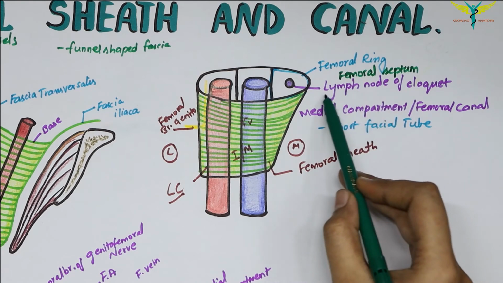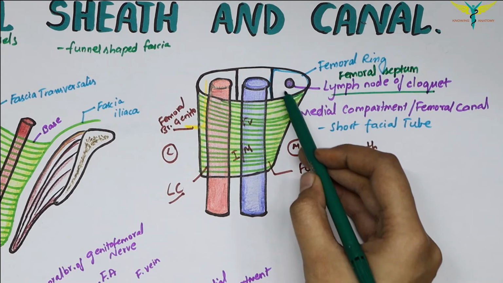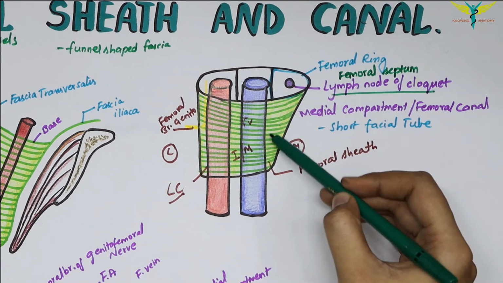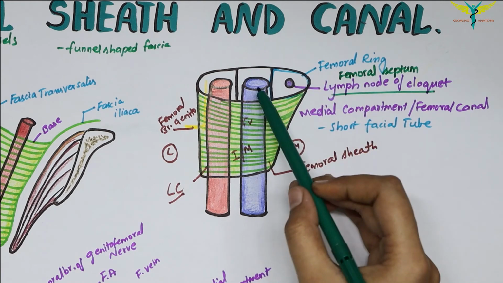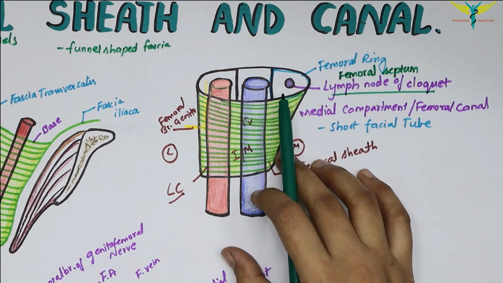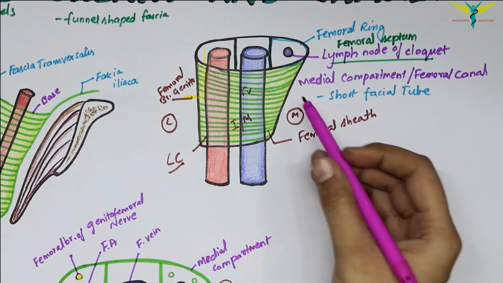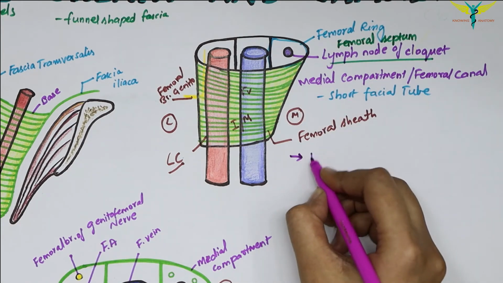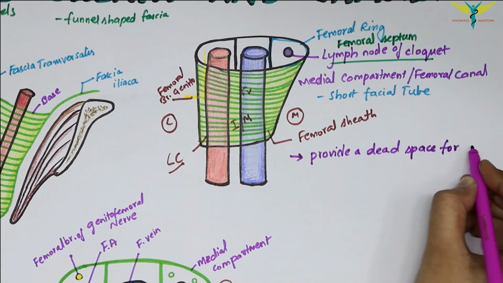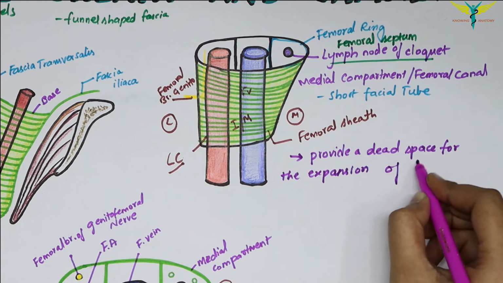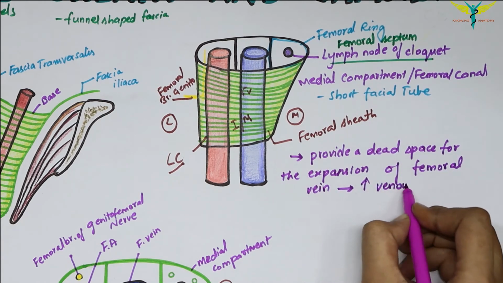And the lymph node of Cloquet is a lymph node that is situated in this femoral canal. This femoral canal provides a dead space for the expansion of the femoral vein during the increased venous return of the lower limb. So the main function of this femoral canal is to provide a dead space for the expansion of the femoral vein, that is during the increased venous return.